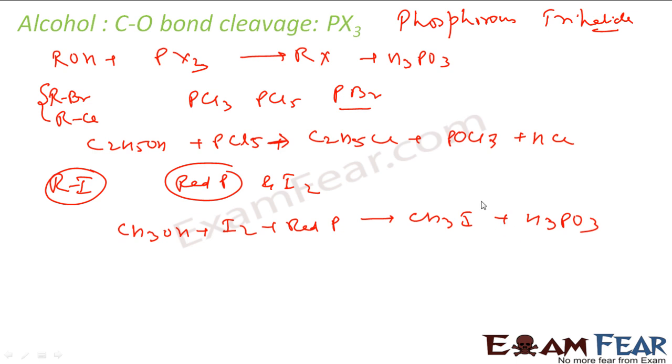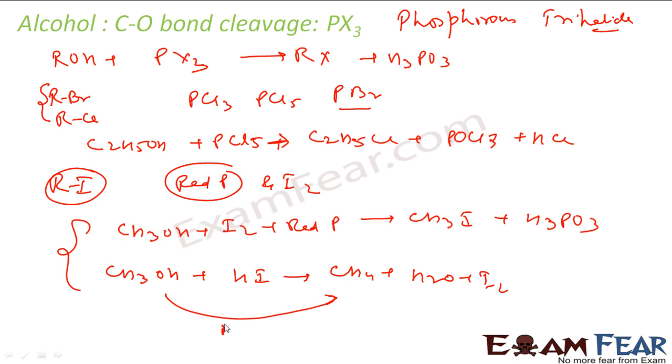Why don't I use HI here? Because for example, I have CH3OH, if I use HI, this HI will reduce CH3OH to CH4. So that's why I don't use it. I think we have discussed these things in the haloalkane chapter, so I won't discuss much here.